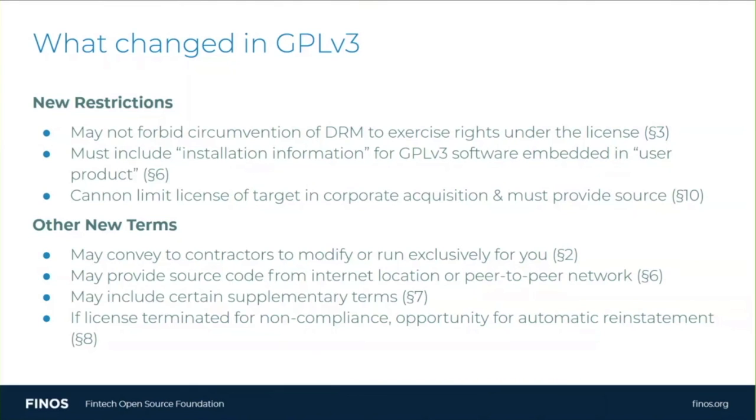GPL version 3 allows you to include certain additional terms that would arguably be restrictions under the license and would be incompatible. These are things like reasonable IP notices or limitations of liability, et cetera. So you're allowed to add certain supplemental terms that are compatible with Section 7. And finally, both GPL version 2 and GPL version 3 will terminate automatically if you violate the license. GPL version 3 provides for automatic reinstatement of your license if you come back into compliance within a certain period of time. That makes it easier to deal with violations once you've discovered them.